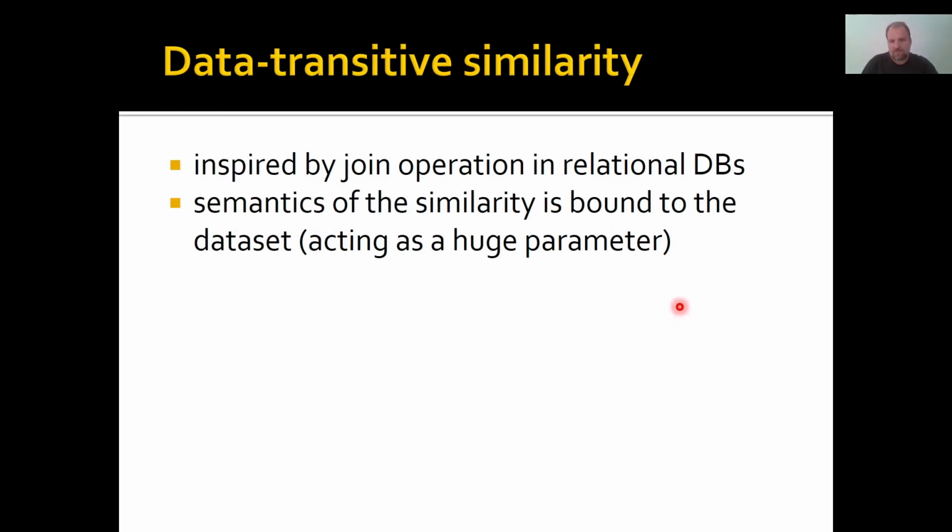Of course, the difference here is that we need to put the complex behavior of the joining into just a regular similarity function. So we have hidden everything inside the computation of the similarity function. So the semantics of the similarity is, of course, within the similarity function, and it is bound to the data set. That's why it's called data-transitive similarity. And of course, the data set is just a parameter of the function, but a huge parameter, of course. That's the whole database.